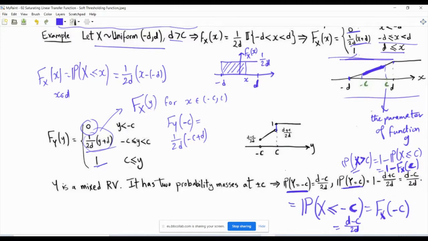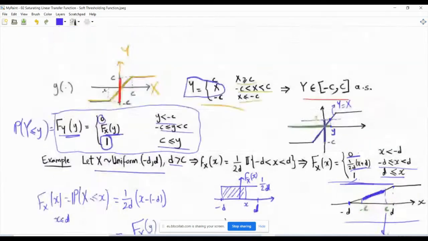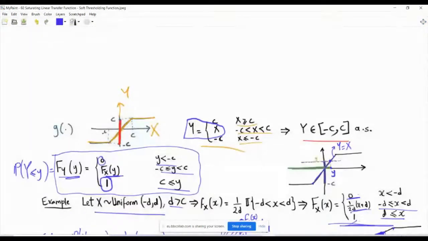So you can see from the CDF that you start with x, which is an absolutely continuous random variable. Y is a mixed random variable, because it has a continuous part and a discrete part. You start getting jumps in the CDF of y because the function relating y to x is flat. It's flat from minus infinity to minus c, and from c to infinity.